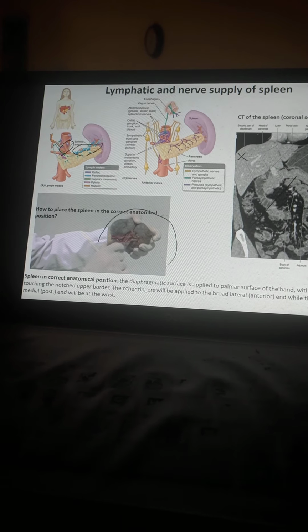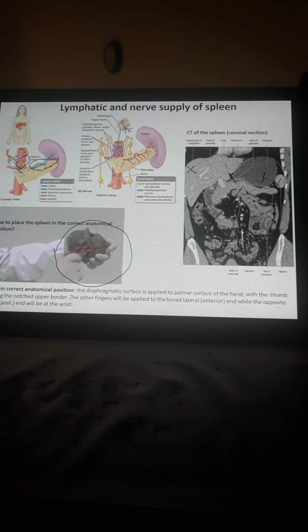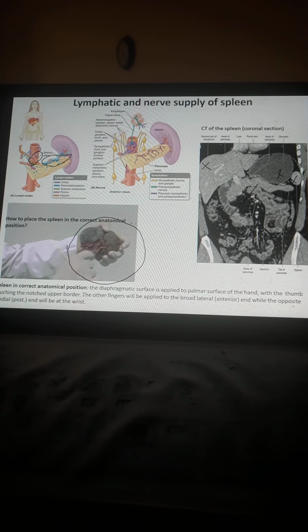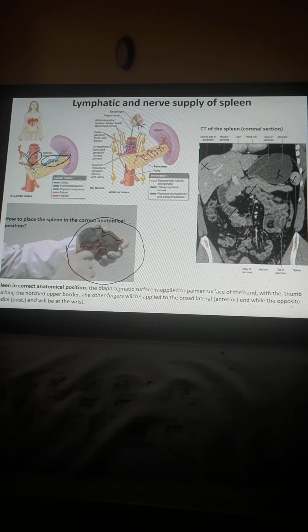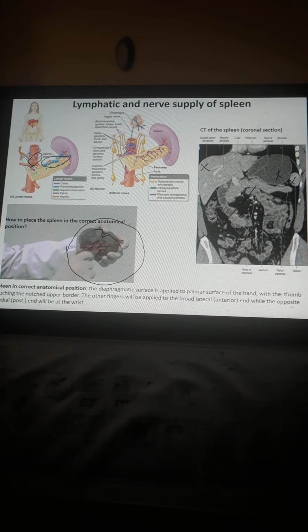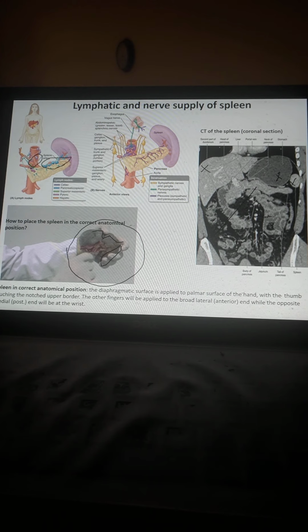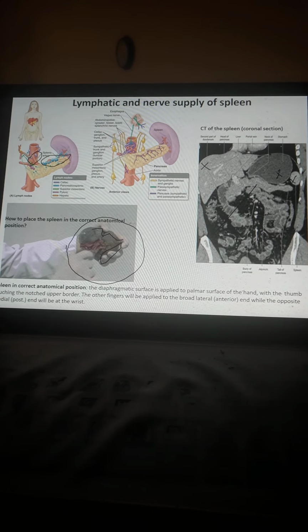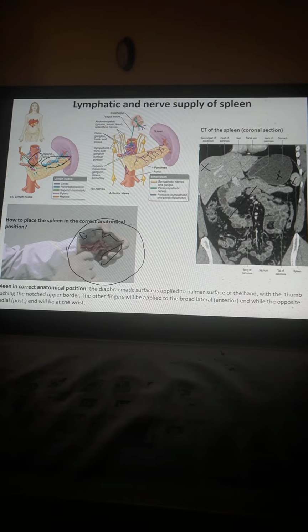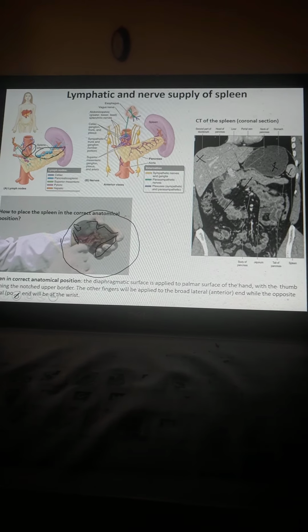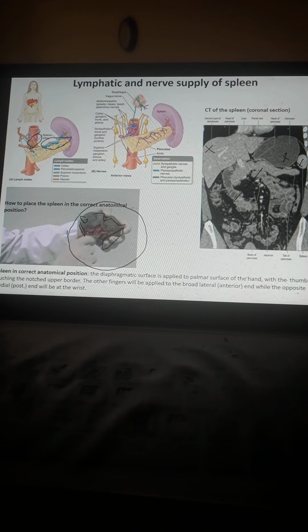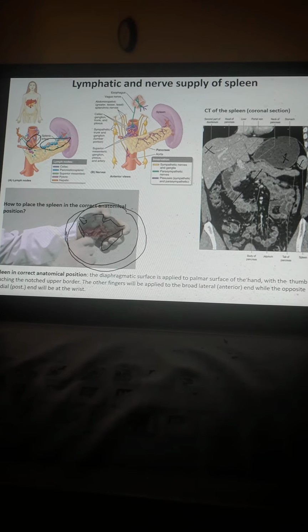How to hold the spleen in your hand in the anatomical position? Put your thumb on the notched upper border of the spleen. Put your other fingers at the lateral end or anterior border of the spleen. Put the medial end toward your wrist. That is the anatomical position of the spleen, where it's held. You can carry it or hold it by your left hand.